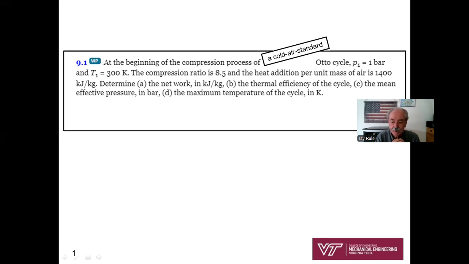Now, there's going to be a lot of repeat slides in this presentation because I've just gone through and provided a solution for the air standard. So let's look at what's similar and what's different.